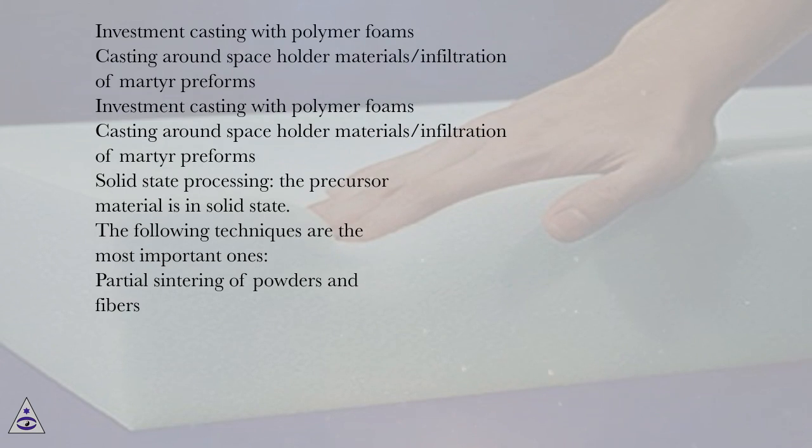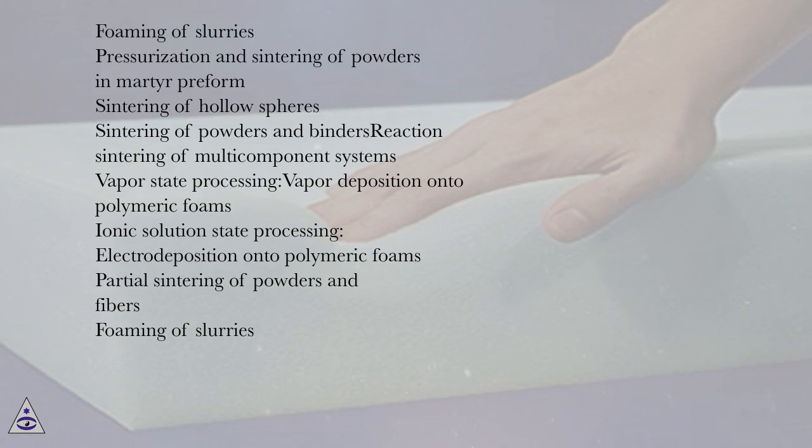Solid state processing: the precursor material is in solid state. The following techniques are the most important ones: partial sintering of powders and fibers, foaming of slurries, pressurization and sintering of powders in martyr preform, sintering of hollow spheres, sintering of powders and binders, reaction sintering of multi-component systems.